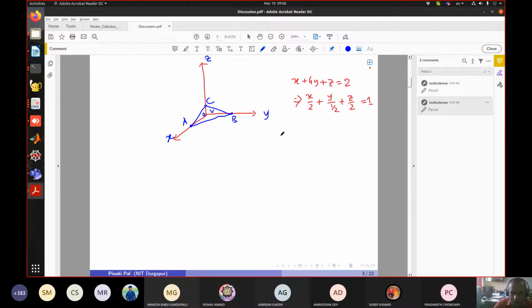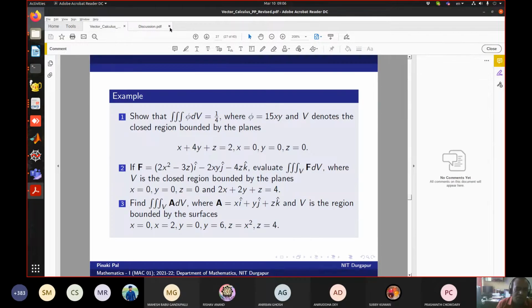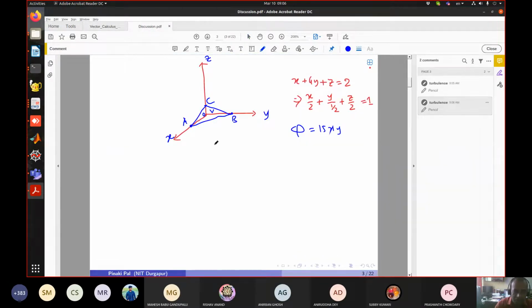The function phi is equal to 15xy. Now you can understand the region under consideration. z is varying from z equal to 0, from the xy plane, to the plane x plus 4y plus z equal to 2. So z will vary from this.